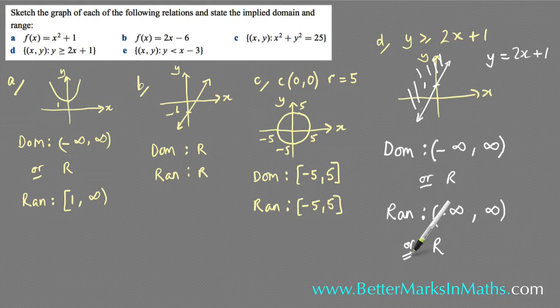So you could have either of those two for the range, so all reals, or minus infinity to infinity for the range, or for both of them actually, domain and range. So I hope that makes sense, that little explanation.